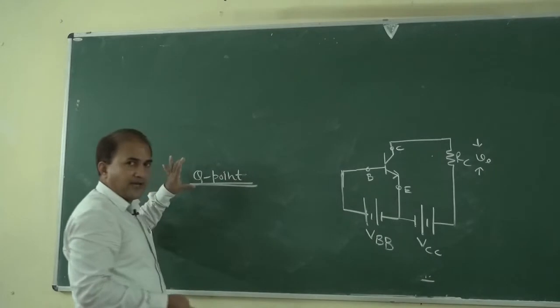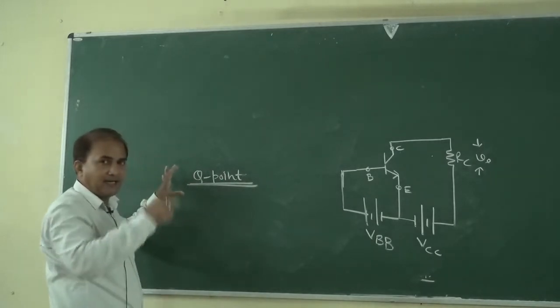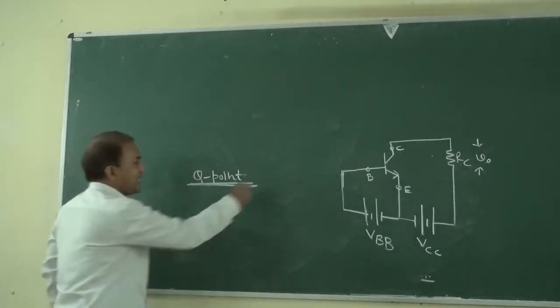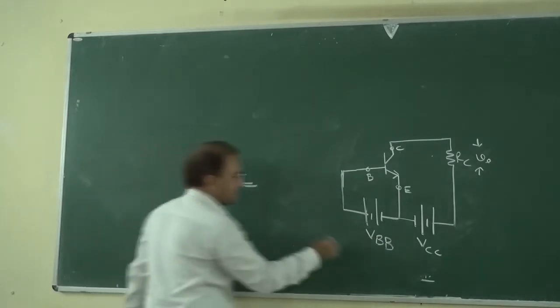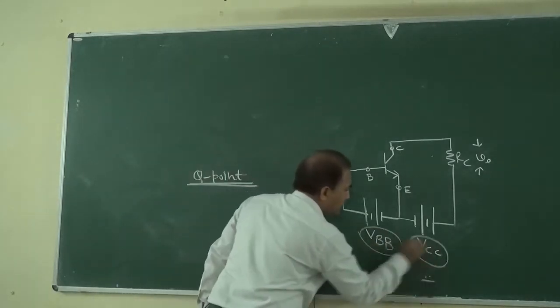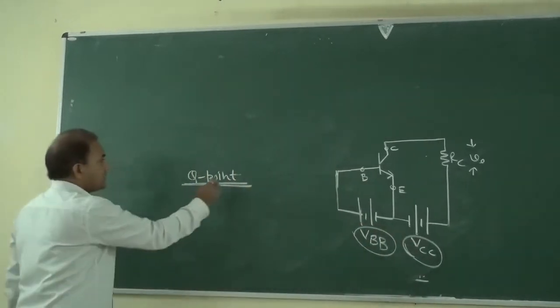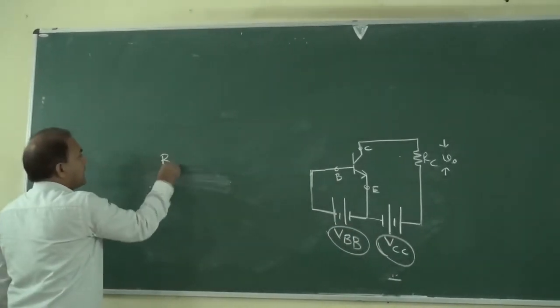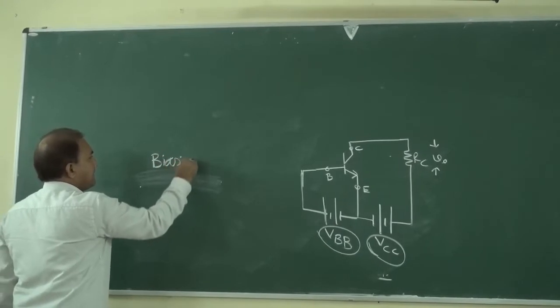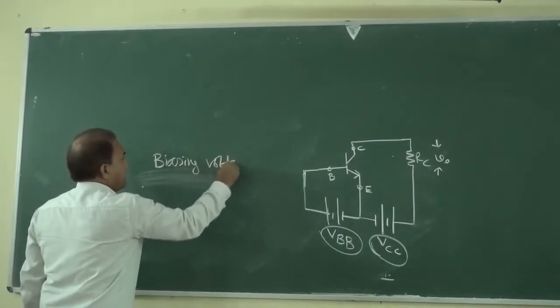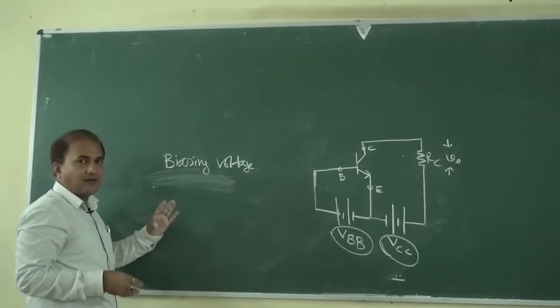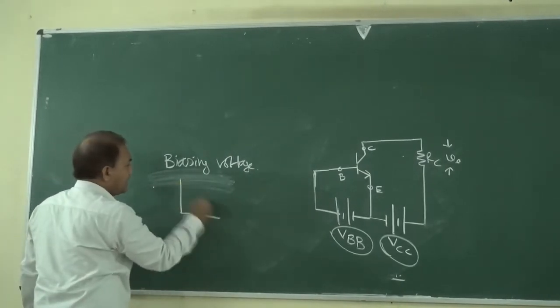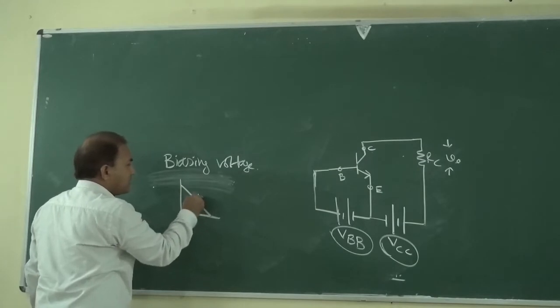First we have to fix the operating point in the middle of the active region. How is this fixed? This is fixed by the biasing voltage. So the biasing voltage is needed to fix the operating point in the middle of this active region.